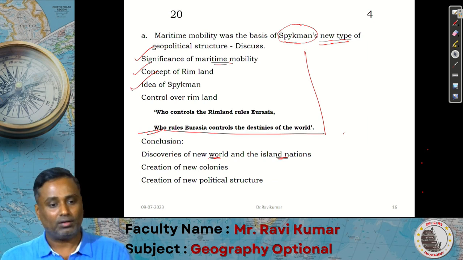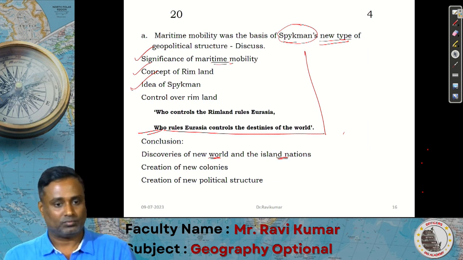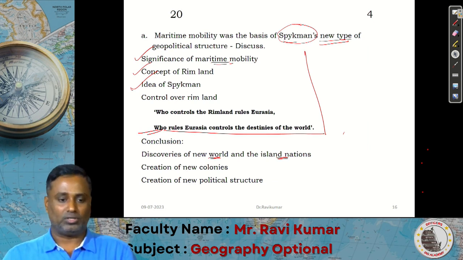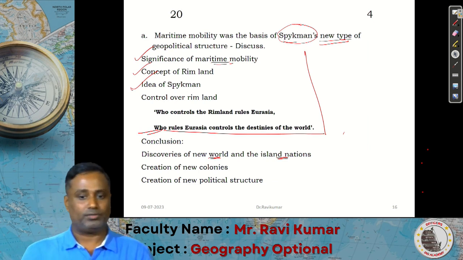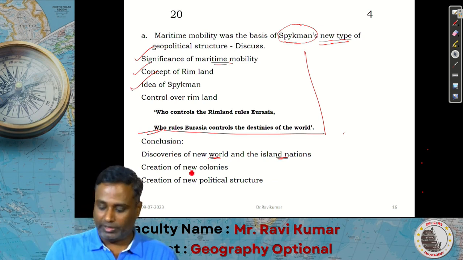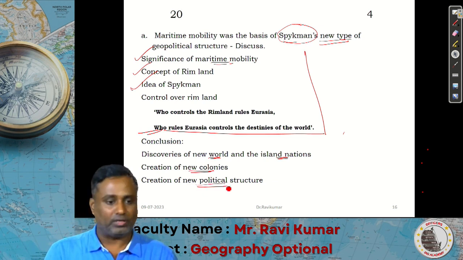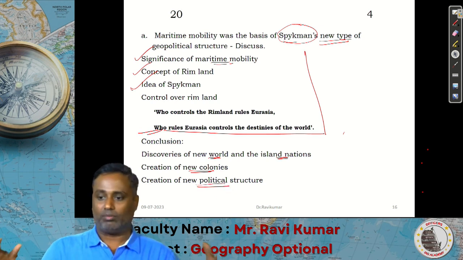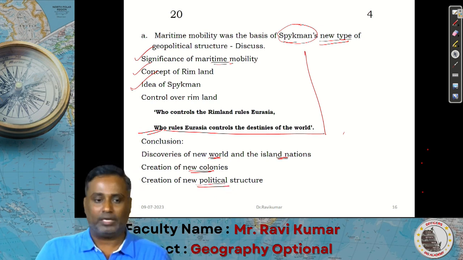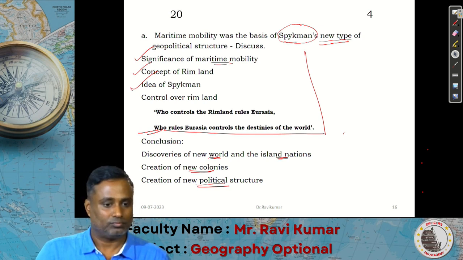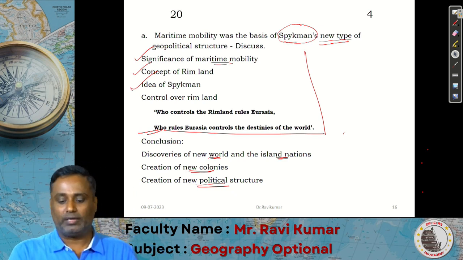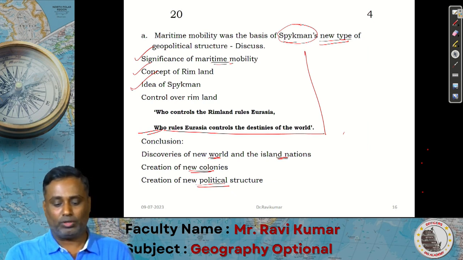The British came to India by using maritime mobility. Cook discovered Australia and New Zealand based on maritime mobility. That also became British colonies. So the creation of new colonies, the creation of new political structures, evolved only after the development of maritime technology. So is there a requirement of an example in that particular context, like America entering the Indo-Pacific? If the question goes like that, maritime mobility was the basis of Spykman's new type of political structure.